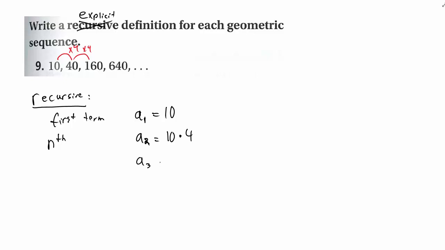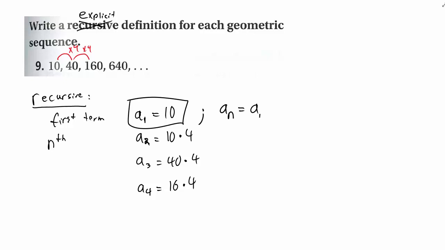To get the third term, you take, well, this is 40, right? And you multiply by 4. To get the fourth term, you take the third term, which is 160, and you multiply by 4. So in general, this is your first term, and then to get the nth term, you take the n minus 1 term. So this is the second term, that's the first term; third, that's the second term; fourth, that's the third term. Oh, forgot the 0 there on the 160. So you take the previous term and you multiply by 4.